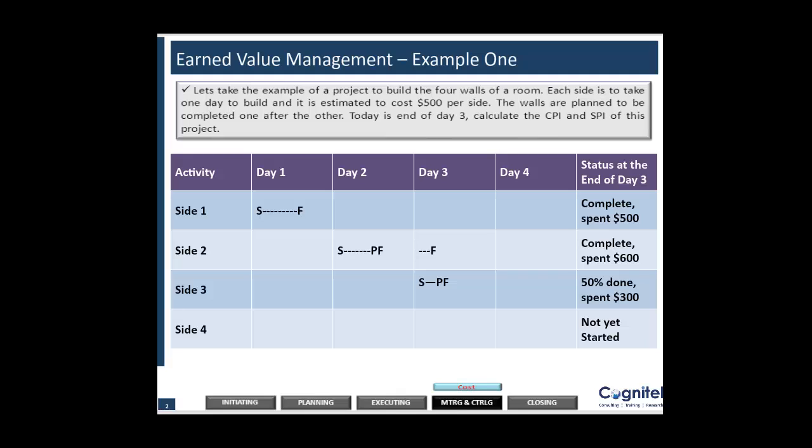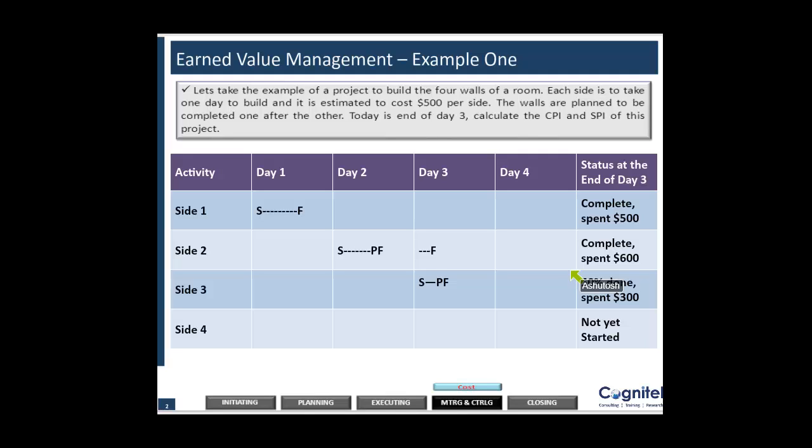Now remember one thing, that all three things have to be converted into the same unit. So planned value at the end of day 3 is 3, so I will multiply it by 500 because 500 is the cost given, to get basically 1500. And my earned value at the end of day 3 is basically equal to 2.5 into 500, which is $1250, and my actual cost is equal to $1,400.